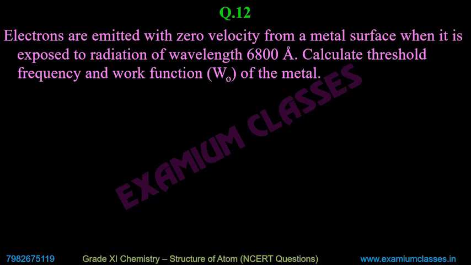Next question. Electrons are emitted with zero velocity from a metallic surface when it is exposed to radiation of wavelength 6800 angstrom.